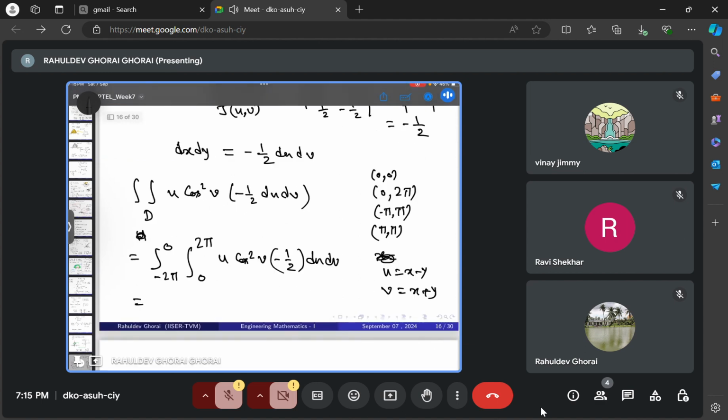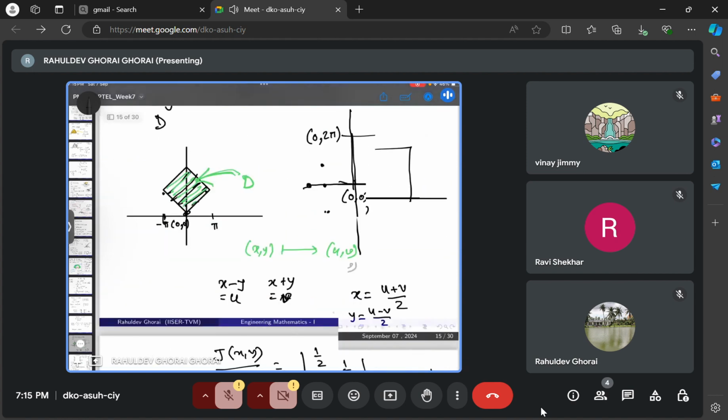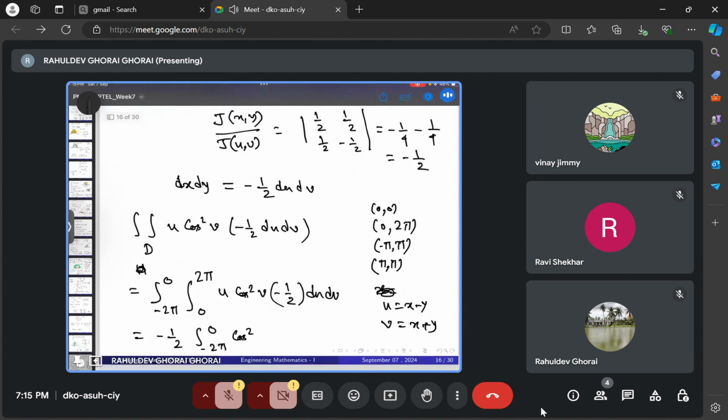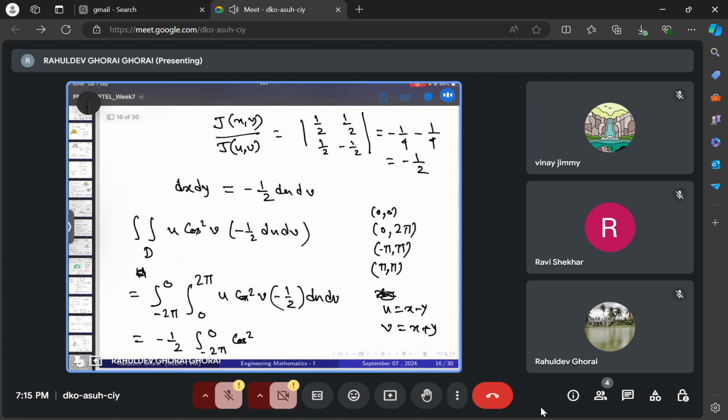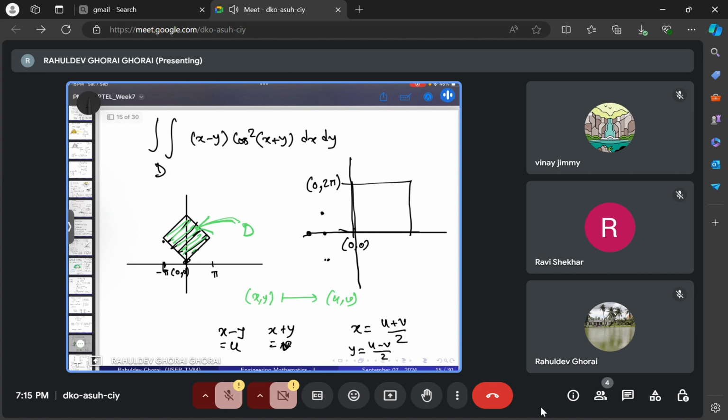So how do you integrate? The minus half will be out, and u from minus 2 pi to 0, right? Yes. So if you take this minus 2 pi to 0, cos square, is it x plus y? X plus y is equal to v, okay? Then y will be (u minus v) by 2.